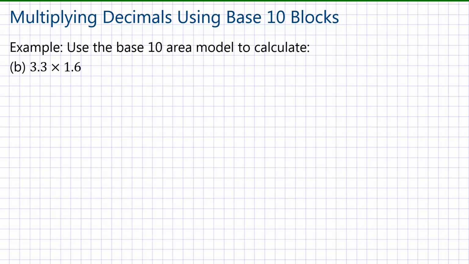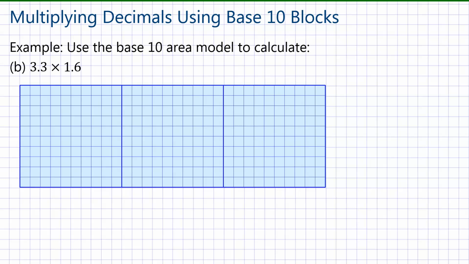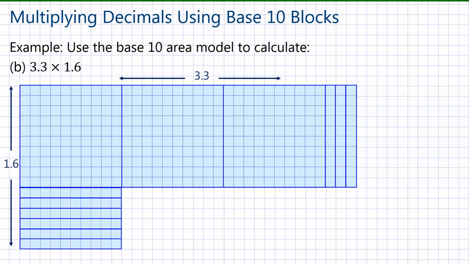Now you'll notice here that I have grid paper as the background. If you don't have the base 10 blocks to actually work with, you could represent them on grid paper. So let's draw 3 3/10. Well, I'd have 3 of the flats and then 3/10. Now let's represent 1 6/10 down the side. Now I already have the one whole there, so I just need to add on 6/10. So here I have represented 3.3 and 1.6.